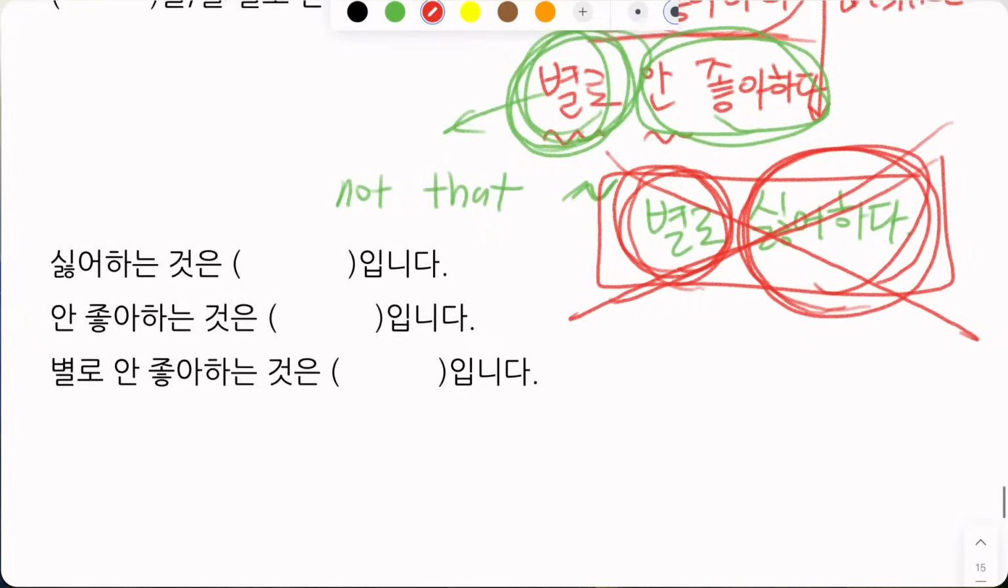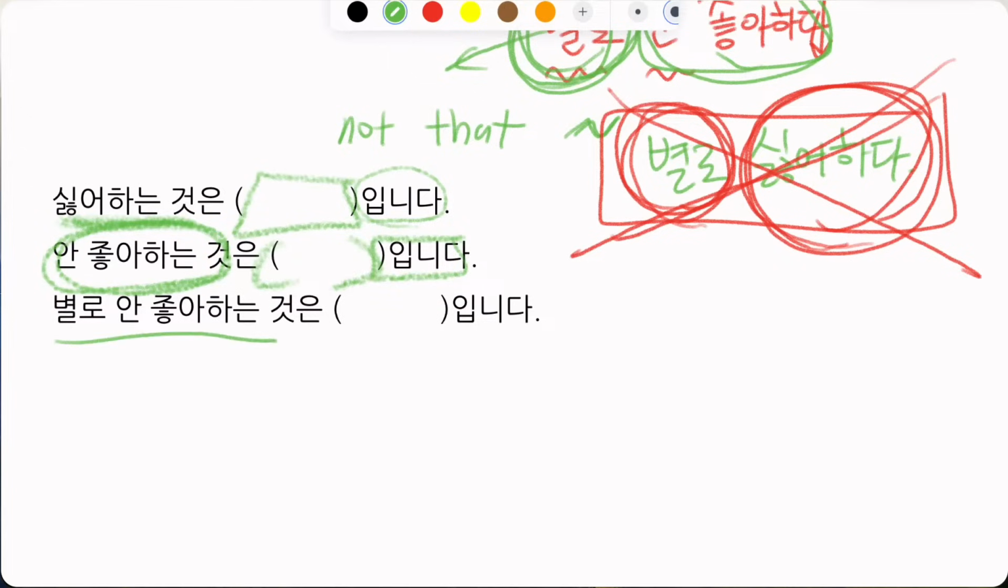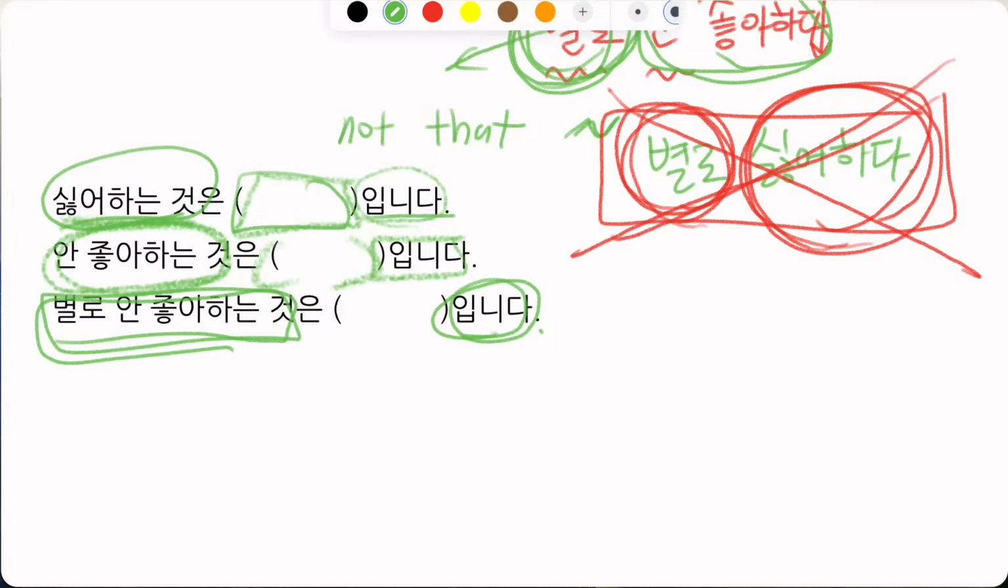그래서, so you can also say, what I hate is something. What I don't like is something. What I don't like that much is something. So 싫어하는 것은 뭐입니다. 안 좋아하는 것은 뭐입니다. 별로 안 좋아하는 것은 blank입니다.